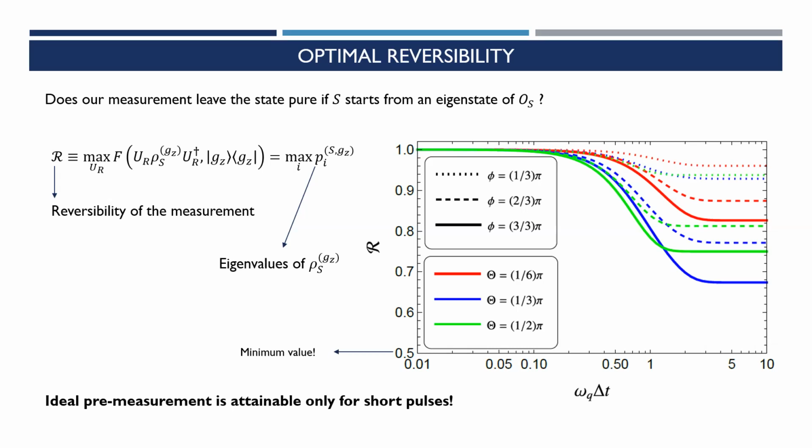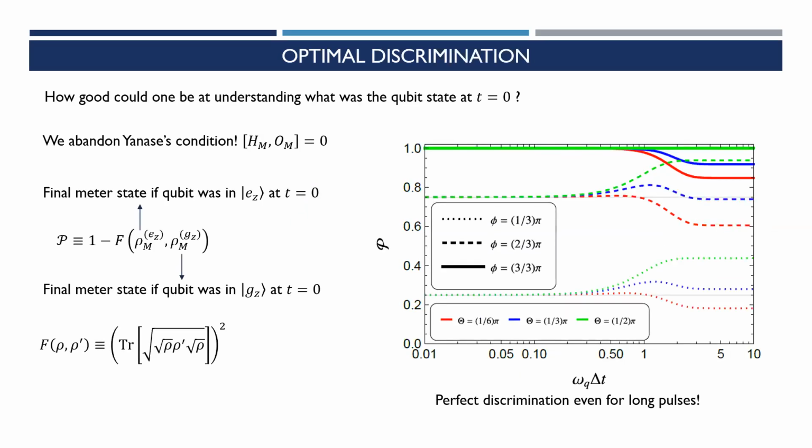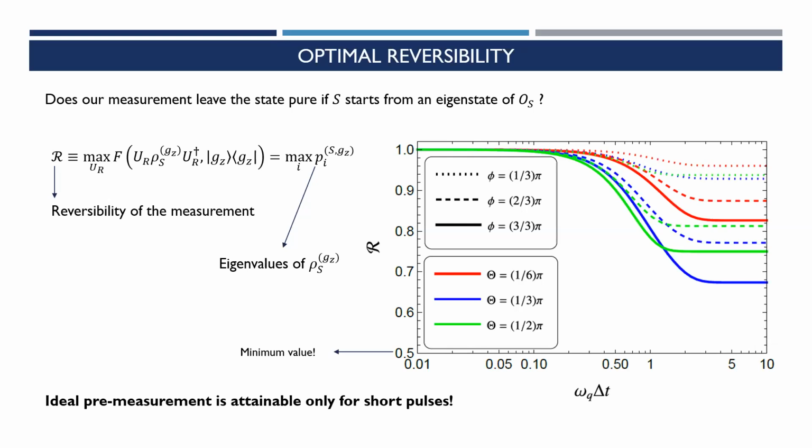So this is the definition, but then you can show that this is equal to the maximum eigenvalue of the final density matrix. And this is what you get by plotting this reversibility, which has a minimum value of 0.5, because that would be the maximally mixed state of the qubit. So as you can see, when you use long pulses, you never have perfect reversibility. So again, we basically are in agreement with the wave theorem, because even though we have perfect discrimination in some cases, this green line here goes like this in the reversibility. So you have perfect discrimination, but you don't have reversibility of the measurement. So everything goes.